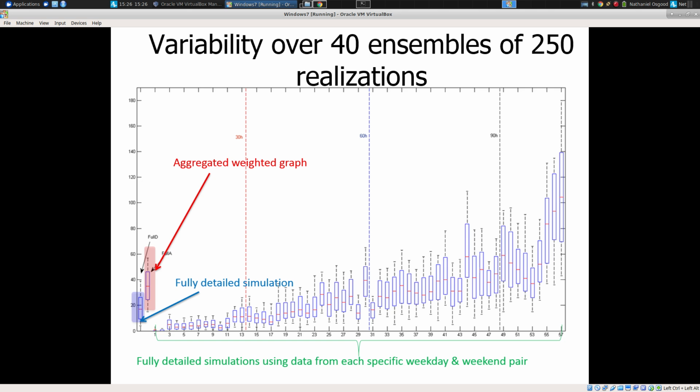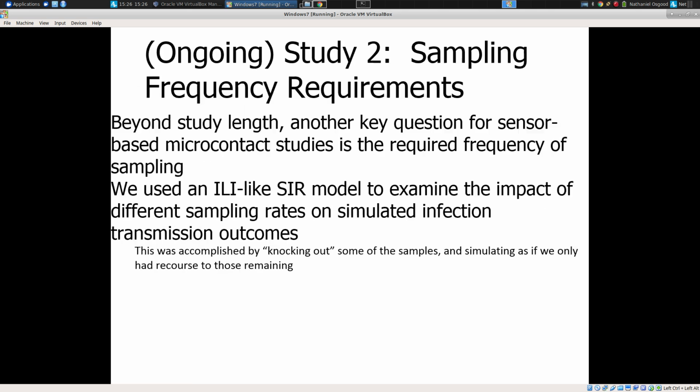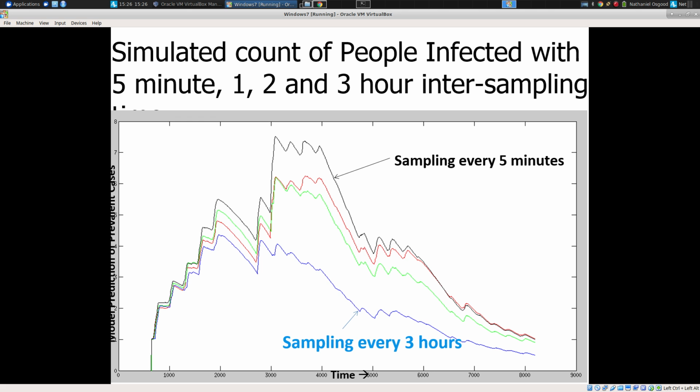We get, with a fully detailed simulation, a quite different picture than we get with a sort of averaged graph. Importantly, our expectations of the burden of infection, in terms of the prevalent cases, for example, over time, is very different if we sample every 3 hours than every 5 minutes, because we capture a lot of contacts that wouldn't otherwise be captured.